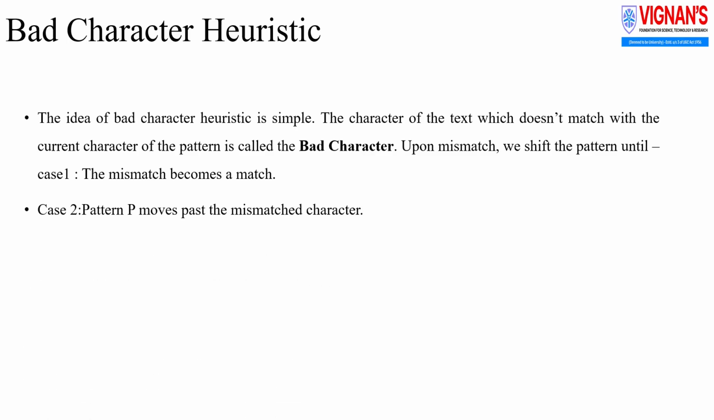Bad character heuristic. The idea of the bad character heuristic is simple. The character in the text which does not match with the current character of the pattern is called the bad character. Upon a mismatch, we shift the pattern until one of the following cases occurs. Case 1, the mismatch becomes a match. Case 2, the pattern P moves past the mismatched character.